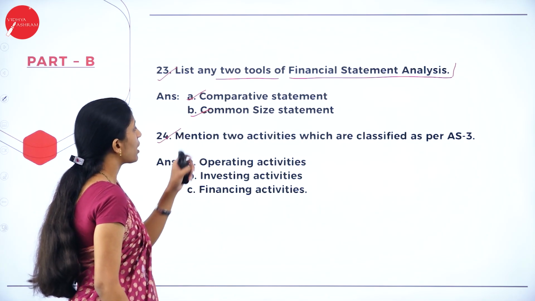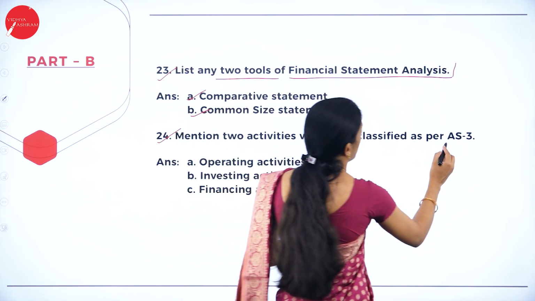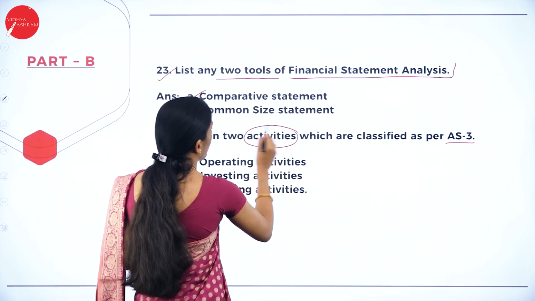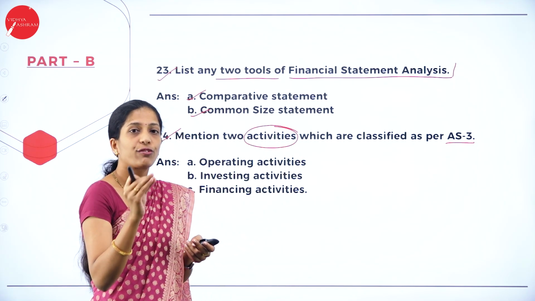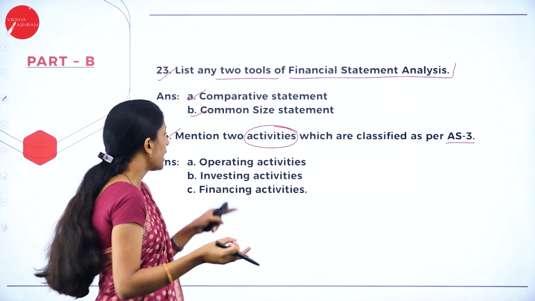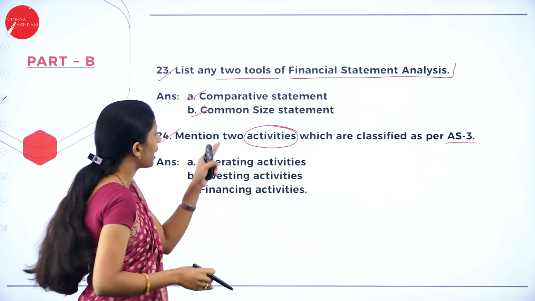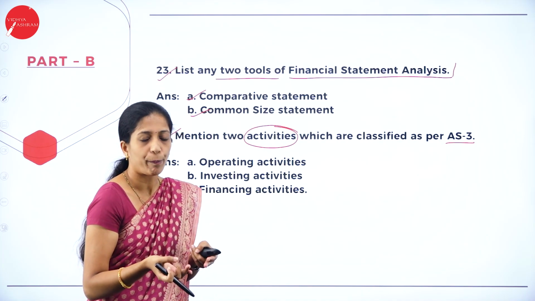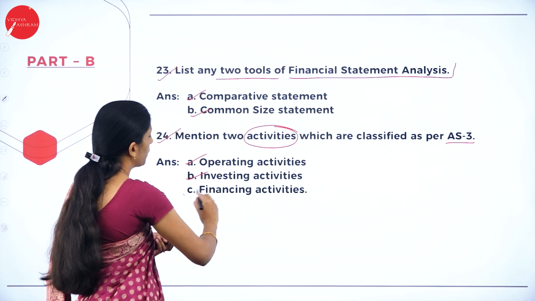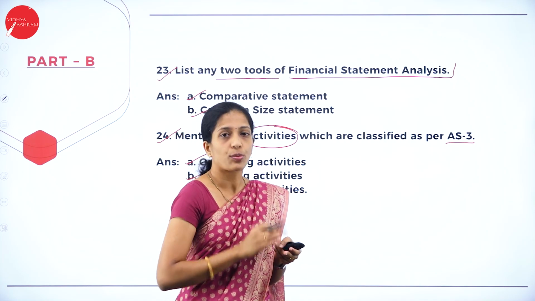Next, our 24th question, mention two activities which are classified as per Accounting Standard 3. When you hear the word activities, in your last chapter, that is cash flow statement, we come across three activities: financing, operating as well as investing activities. They have asked you two, but you know three properly, so you can write all three: operating activities, investing activities as well as financing activities. These are the 2 marks questions they have asked.